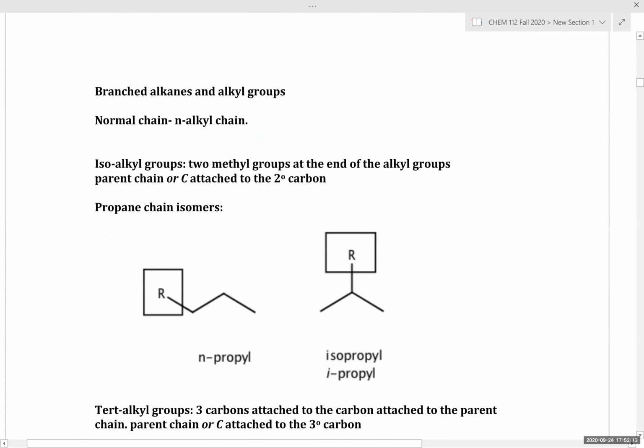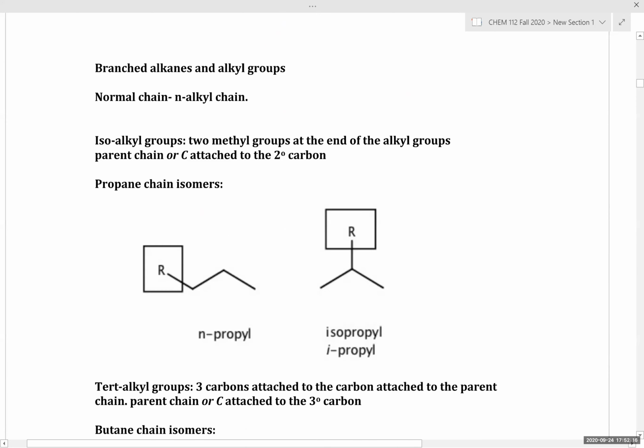And let's talk about branched alkanes and alkyl groups. So a normal chain is known as an N-alkyl chain. When we have isoalkyl groups, our parent chain or carbon is attached to the secondary carbon. So N-propyl, our main chain is attached to the end. Iso, it's attached to the middle. Does that make sense to everyone?